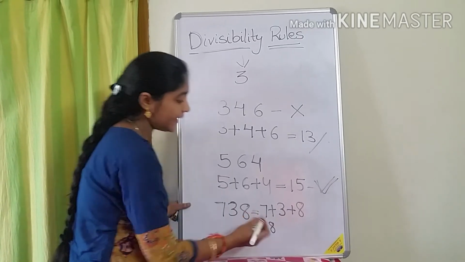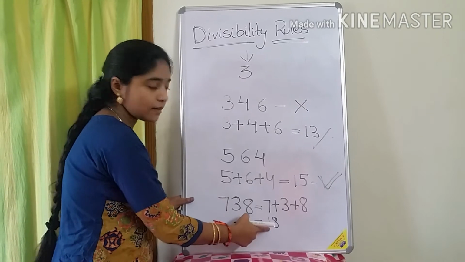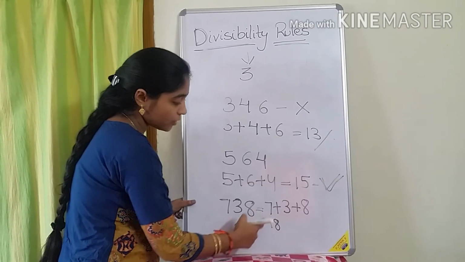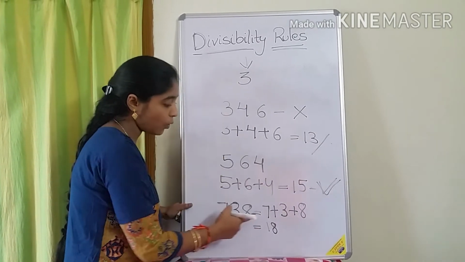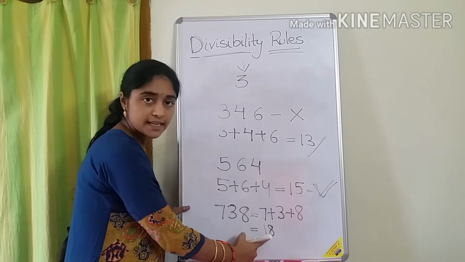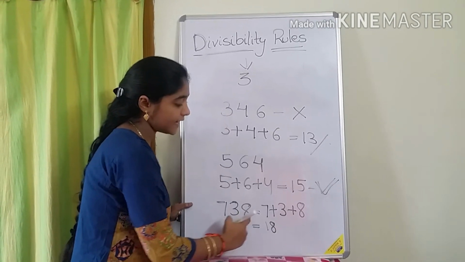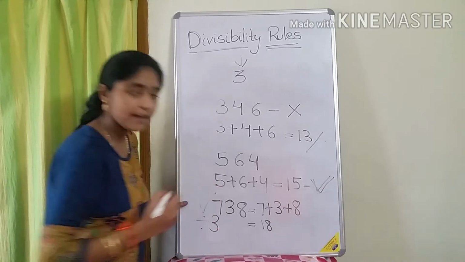18. Does 18 come in the 3 table or not? In the 3 table, how much? 3 6s are 18, or not? So if the total you got, the sum, is divisible by 3, it means the whole number is divisible by 3. Now 18 comes under the 3 table. 3 6s are 18. Now 738 is divisible by 3. What is it? Divisible by 3.